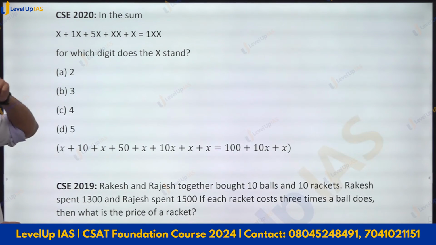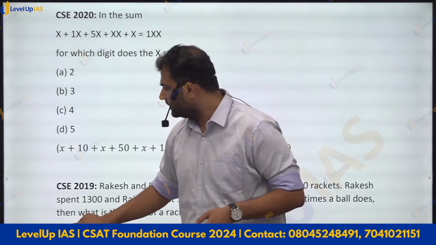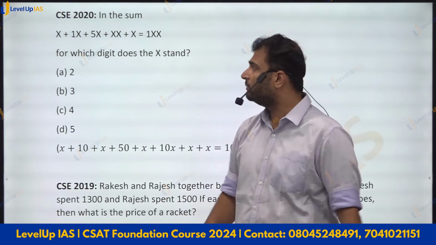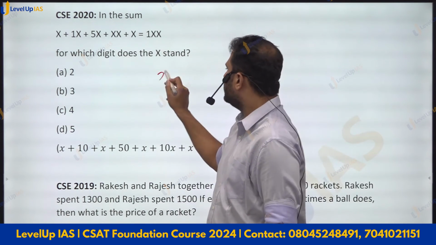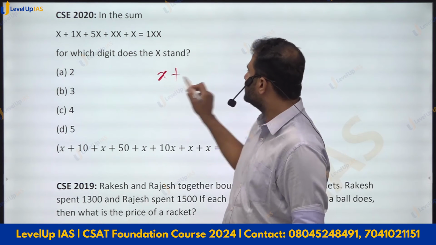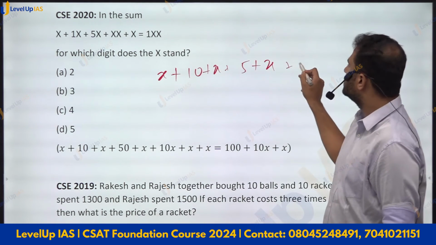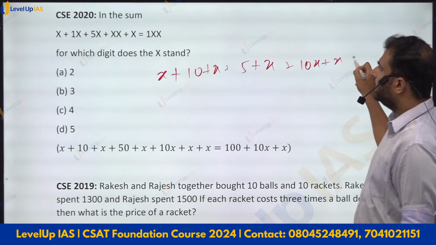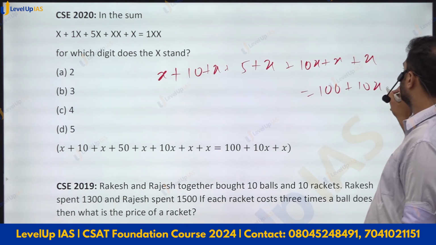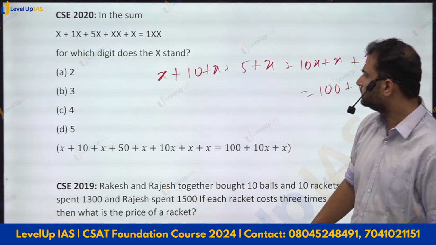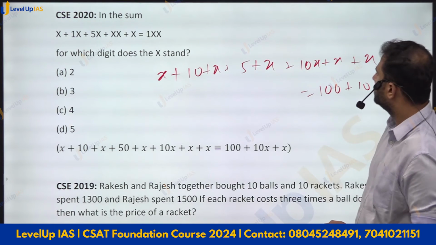Next question, in this sum, what is x? So naturally there are multiple x's involved and there are multiple positions. So the simplest thing you can do is use the place value system. So just write this as x plus this 1x is 10 plus x, 5x is 5 plus x, xx is 10x plus x, and x is equal to 100 plus 10x plus x. We have one equation. This is 50 plus x.